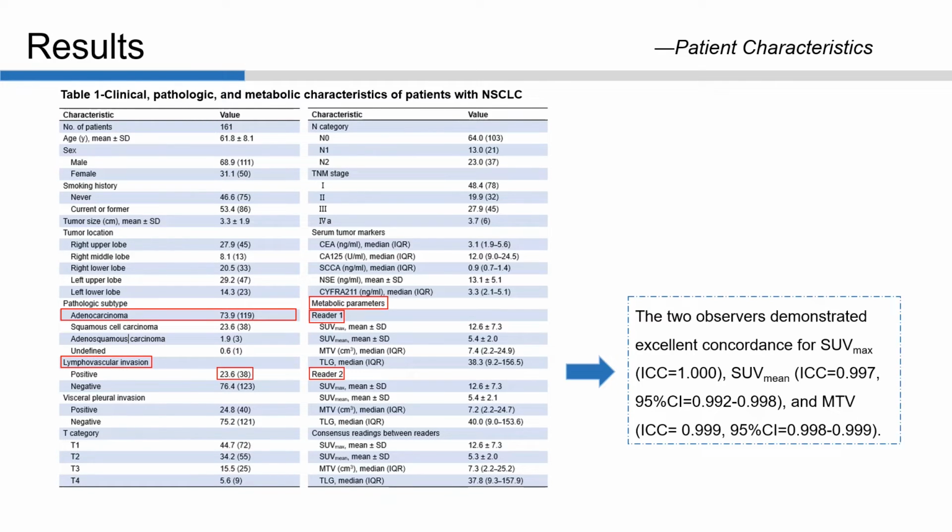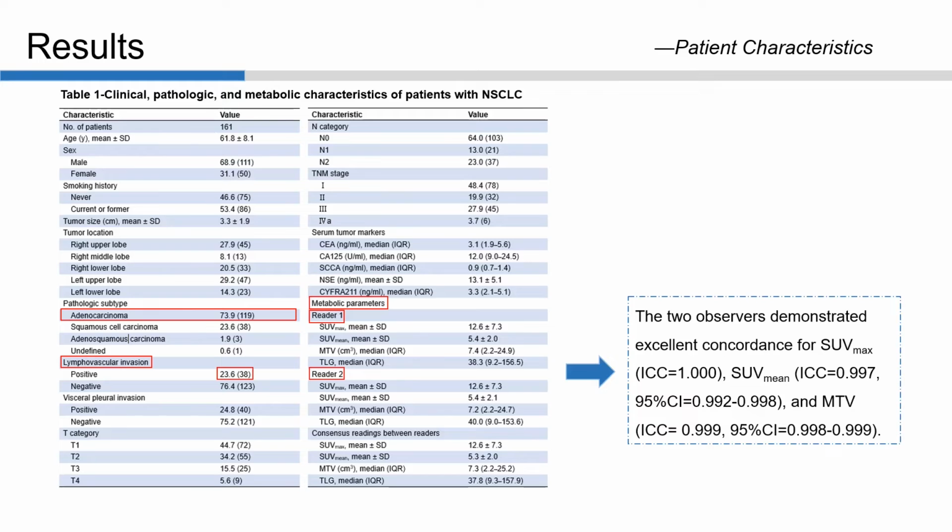Table 1 summarizes the clinicopathologic features. A total of 118 tumors were adenocarcinoma, and 38 were squamous cell carcinoma, and a total of 38 patients had LVI. The two observers showed perfect concordance for the SUV max with an intraclass correlation coefficient of 1.00.